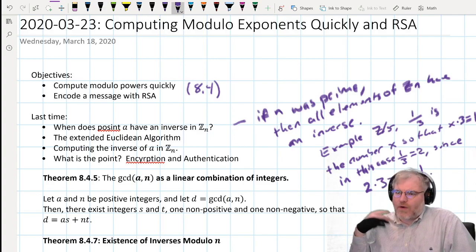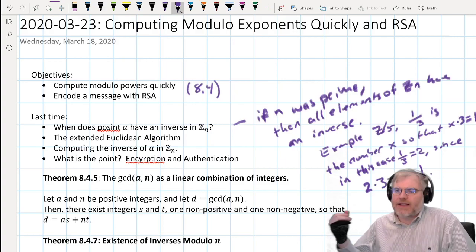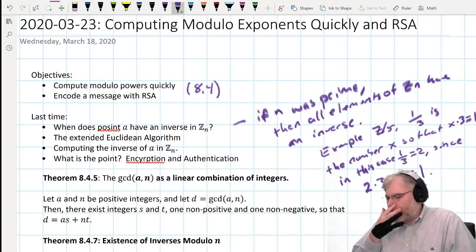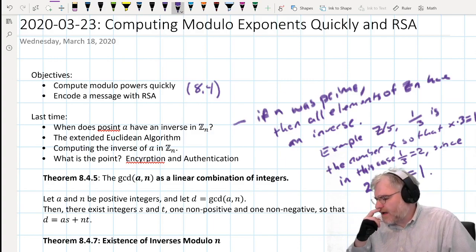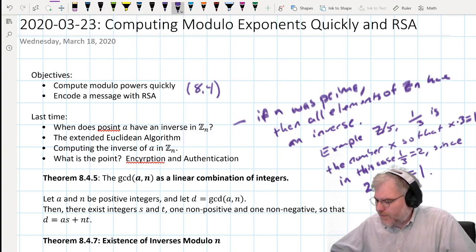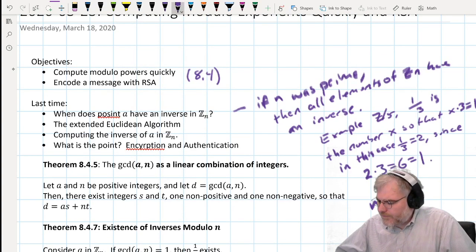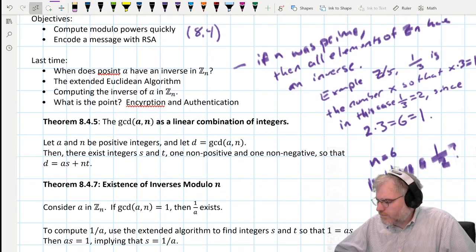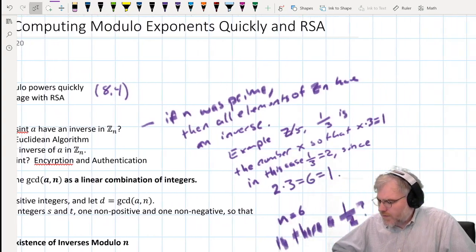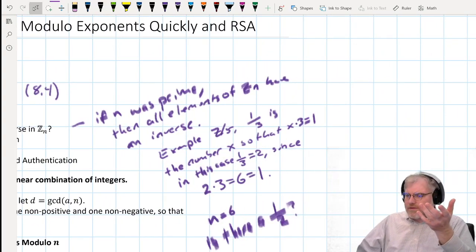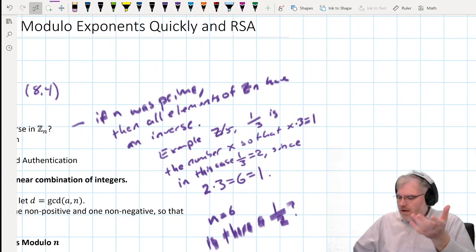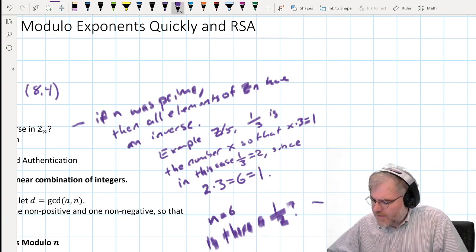And the question is now, what about in general? Do I have multiplicative inverses in general? And the answer to that is sometimes. So let's take an example. Let n equal 6. Now the question is, is there a 1/2 for n equals 6? Is there a number in Z 6 so that x times 2 equals 1?